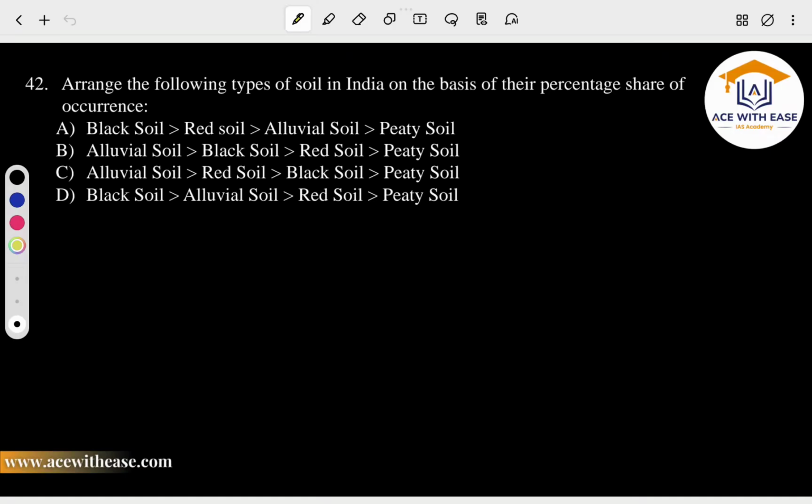42. Arrange the following types on the basis of the percentages present. The first one we have is alluvial soil. Alluvial soil is 40%. Then second we have black soil. Third we have red soil. And the last one we have peaty soil. So the option here is alluvial soil, black soil, red soil and peaty soil. Option B is the correct answer.